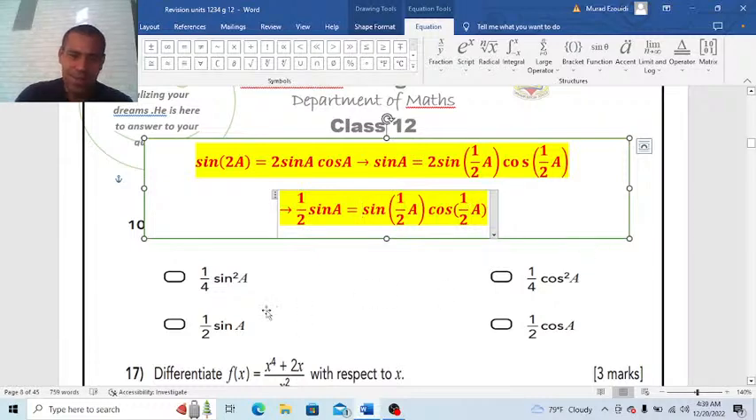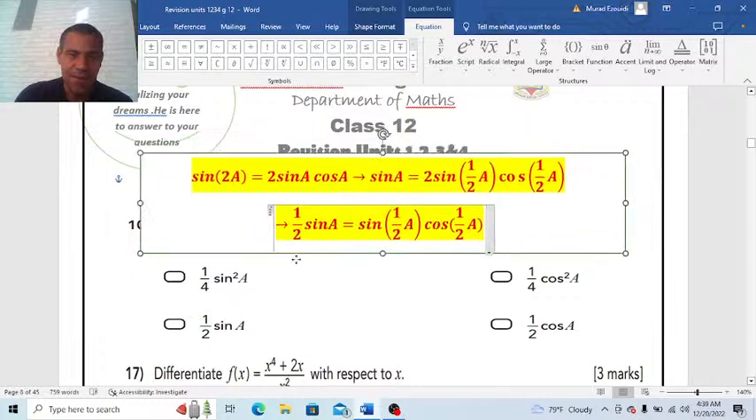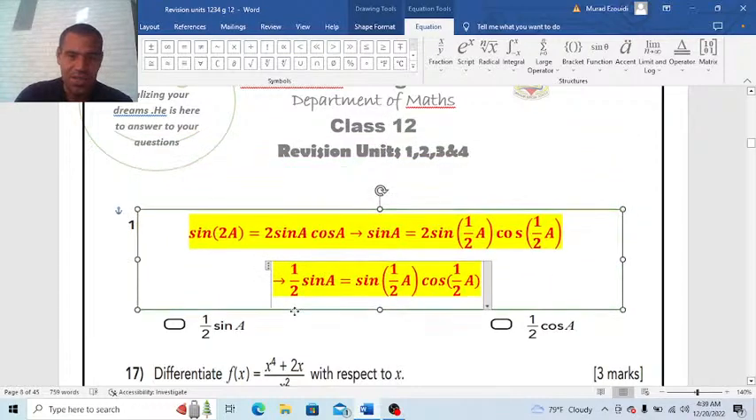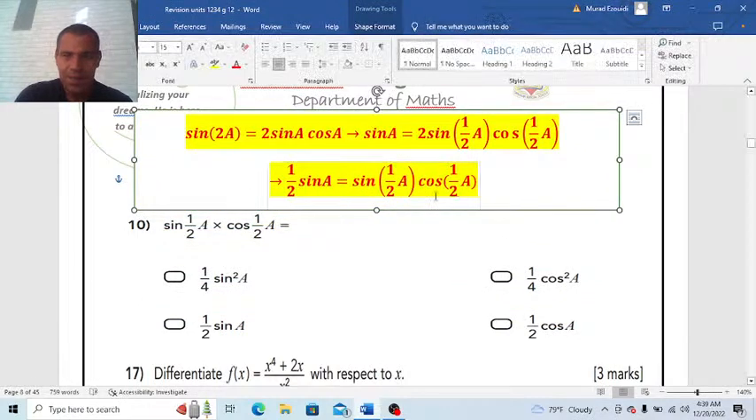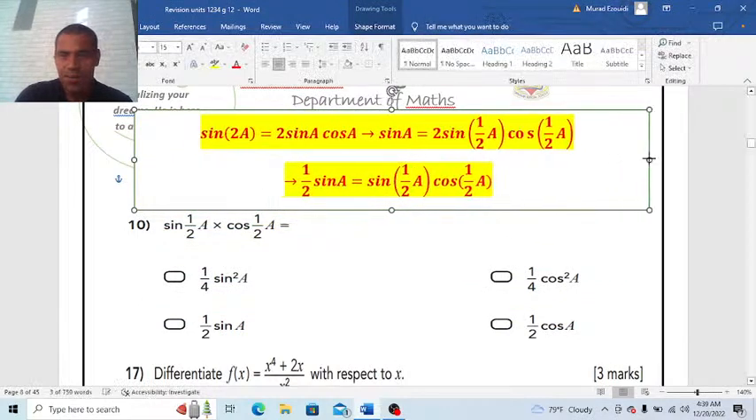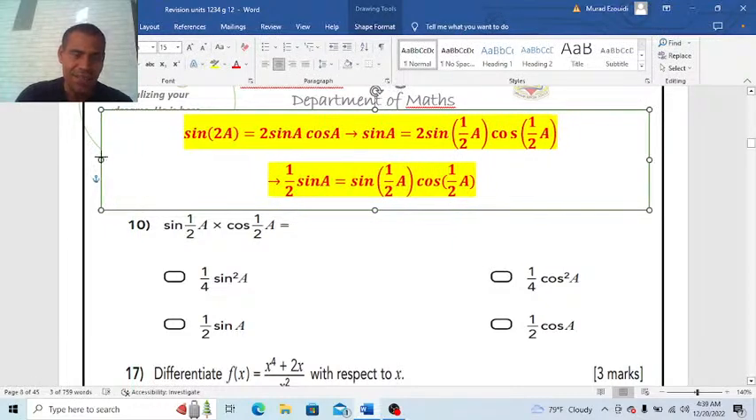Therefore the correct answer is this. It's clear that it is half sine of a. This is how you can answer this question. I wish it's clear for you, my learners. We use the double angle formula of sine.